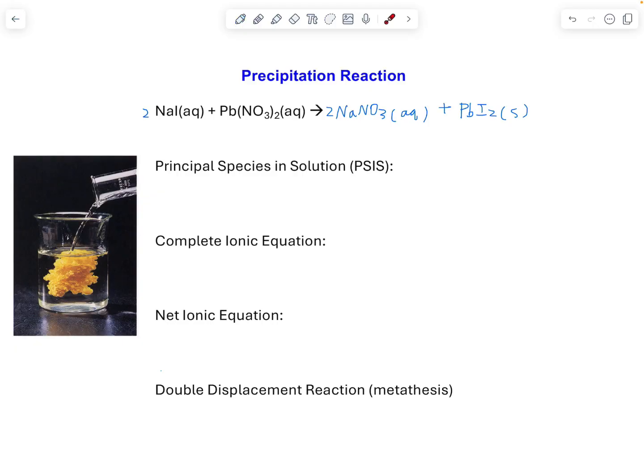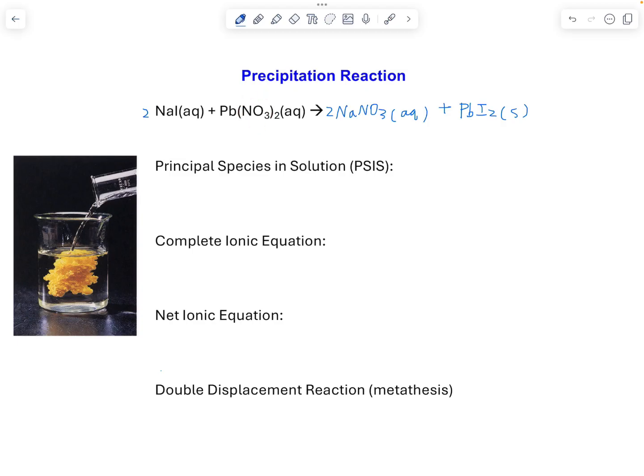Okay, so sodium iodide: all sodium salts are water soluble and strong electrolytes, which means when sodium iodide dissolves in water, it's completely dissociated into sodium cation and iodide anion. And same with lead nitrate: all the nitrate salts are water soluble and strong electrolytes. So lead nitrate, when it dissolves in water, is completely dissociated into lead cation and nitrate anion.